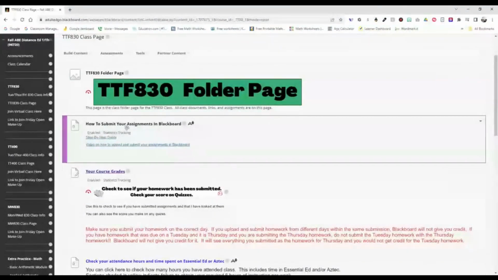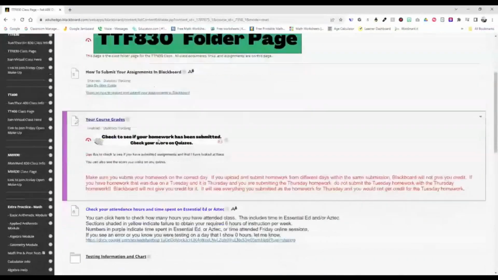Here's a link on how to submit your assignments into Blackboard. There's a step-by-step written guide, and there's a video that shows you step by step what you do in order to upload your homework. Here's where you can check to make sure that assignments have been checked by me.